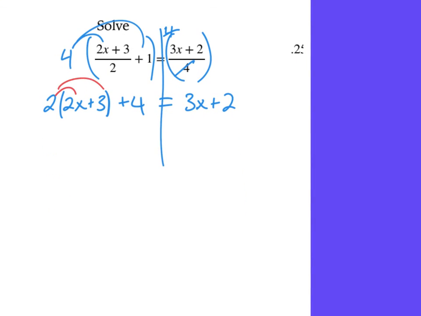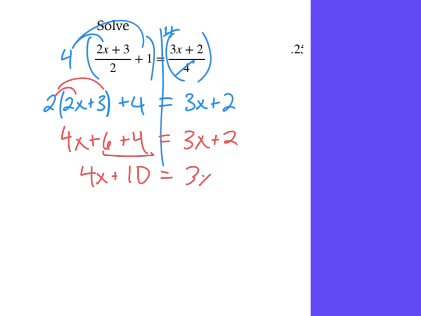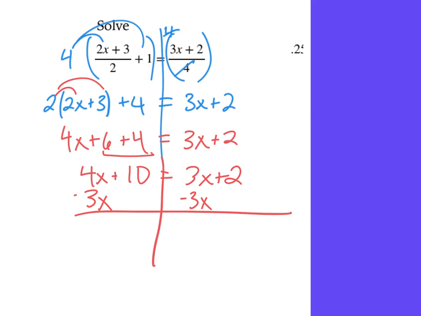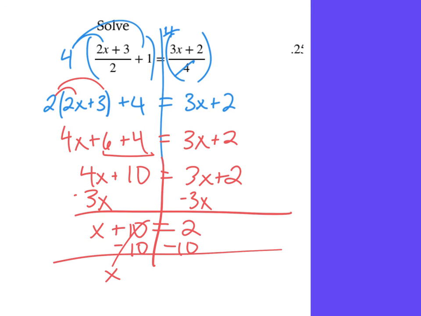Distribute. 4x plus 6 plus 4 equals 3x plus 2. 4x plus 10 equals 3x plus 2. Move which variable? The smaller one, right? x plus 10 equals 2. Last step here. Minus 10. x equals 2 minus 10, which is negative 8.